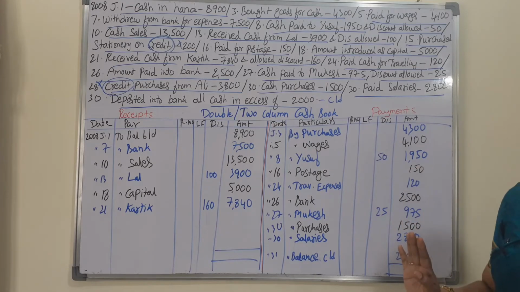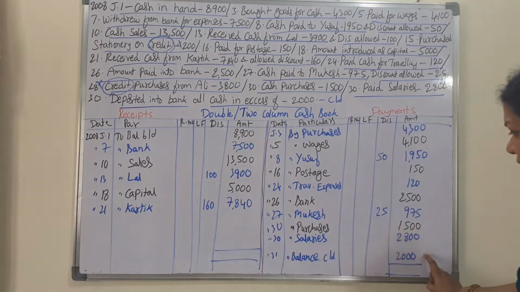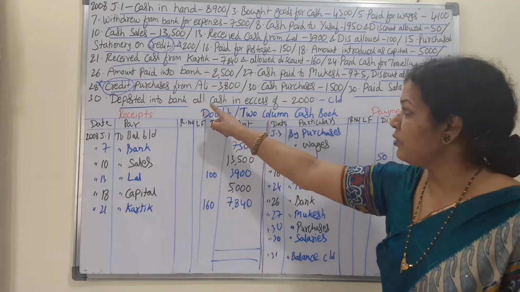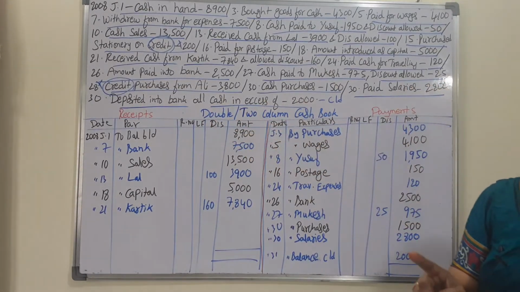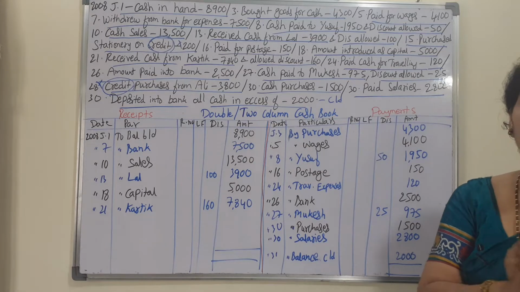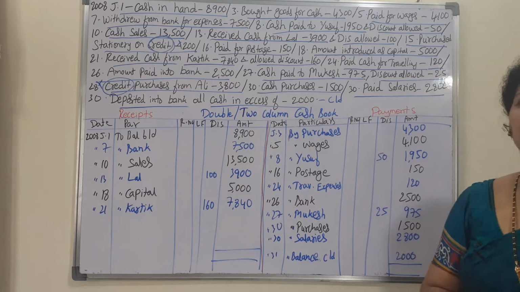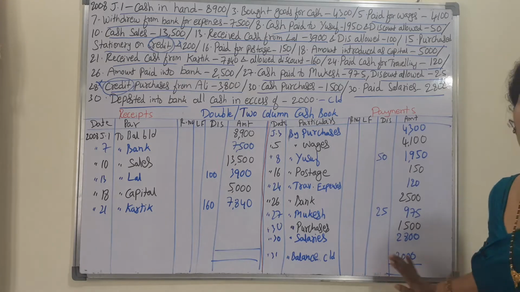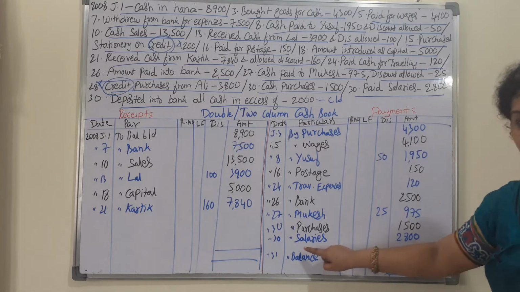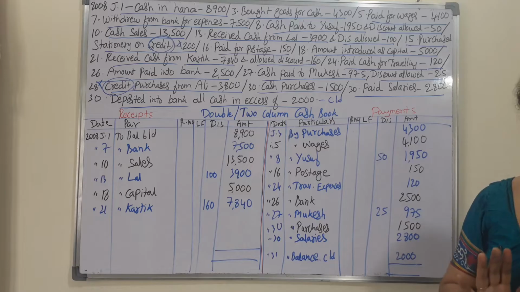Now first what do we do? We'll total this up. Did you understand this 2,000? How did we get it? As per this, deposited into bank all cash in excess of 2,000 only, will keep it with us for transferring to the next month. Carried on amount is 2,000. The rest of the amount, transfer it into the bank. So 2,000 is kept as balance carry down. And in between we'll get a transaction, the amount which is going to be deposited into the bank. That we'll see right now.